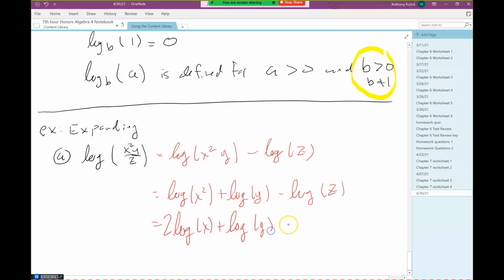And the other ones are just going to stay the same. And I'm done. That's expanded. You might say, why in God's name would you ever want to do that? And you'll answer that question if you take the calculus course, because if you're taking the derivative of the expanded version versus the original condensed version, the expanded is much easier.